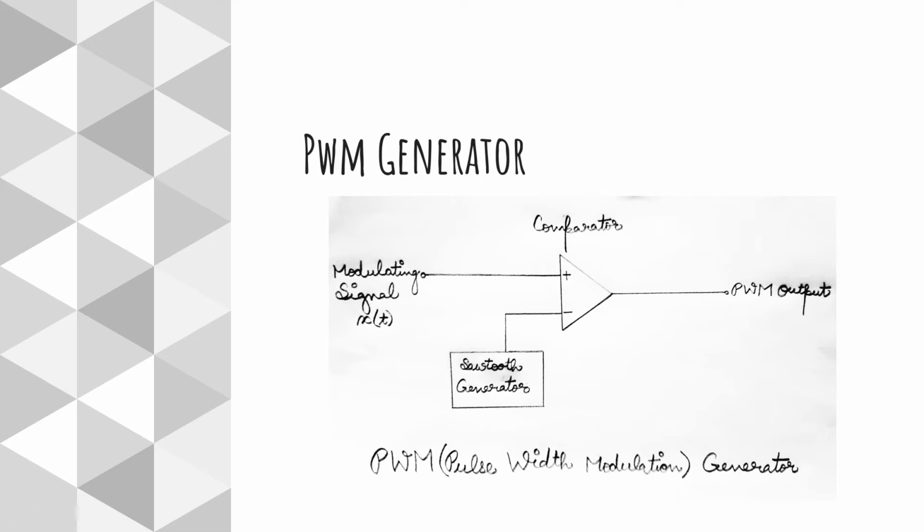PWM generator. The given block diagram can be used for the generation of PWM. A sawtooth generator is used to generate a sawtooth signal of frequency fs. Therefore, the sawtooth signal in this case is a sampling signal. It is applied to the inverting terminal of a comparator. The modulating signal x(t) is applied to the non-inverting terminal of the comparator. The comparator output will remain high as long as the instantaneous amplitude of x(t) is higher than that of the ramped signal. This gives rise to a PWM signal at the comparator output.